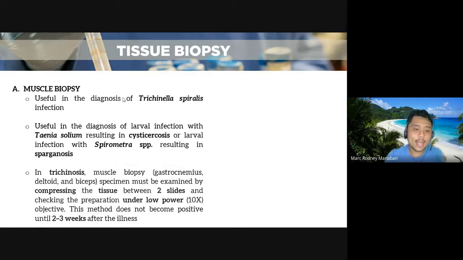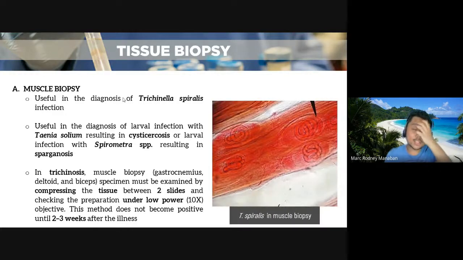Now, in trichinosis, the muscle biopsy should be examined by compressing the tissue between two slides, and then examined under LPO. But because this procedure will only be positive 2 to 3 weeks after illness, which takes a long time, we rely on other lab tests. But this is your procedure. You compress the tissue, similar to the tissue techniques in histology. So again, here is your T. spiralis muscle biopsy. As you can see, it's within the skeletal muscles.